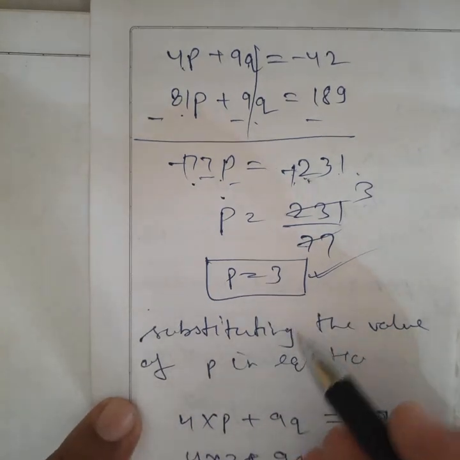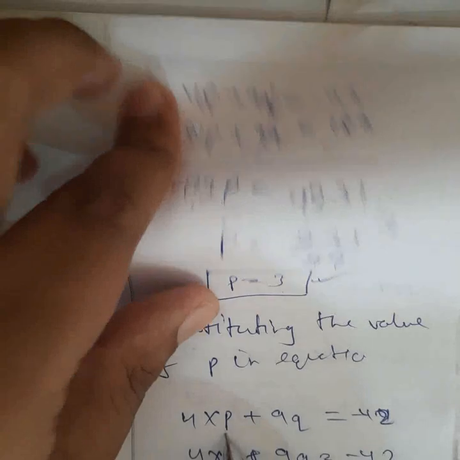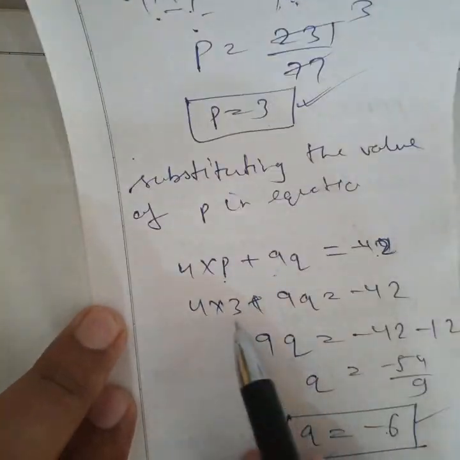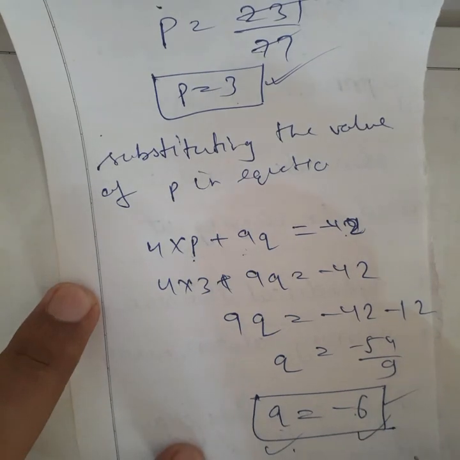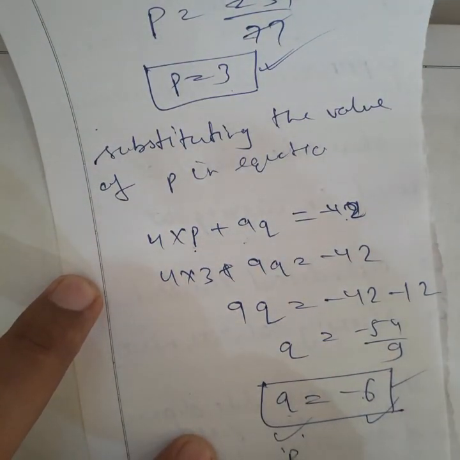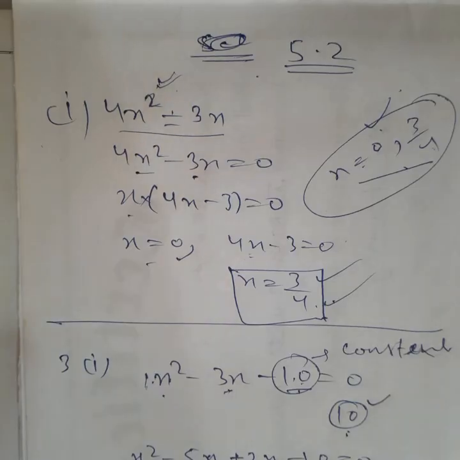Now putting this value of p in equation 1, which is 4p plus 9q is equal to minus 42, and solving, we get q is equal to minus 6. So q is equal to minus 6 and p is equal to 3. These are the required values.